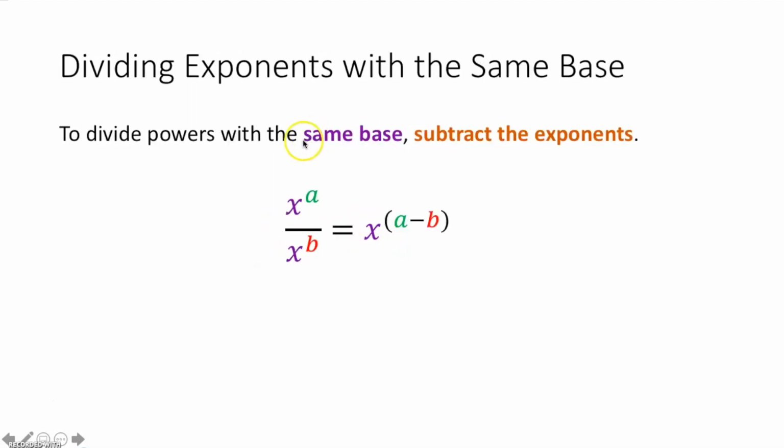Now, this is new for today: dividing exponents with the same base. To divide powers with the same base, you subtract the exponents. Last time we said if we're multiplying like bases, we add the exponents. So here, if we're dividing like bases, we subtract the exponents. It only makes sense.